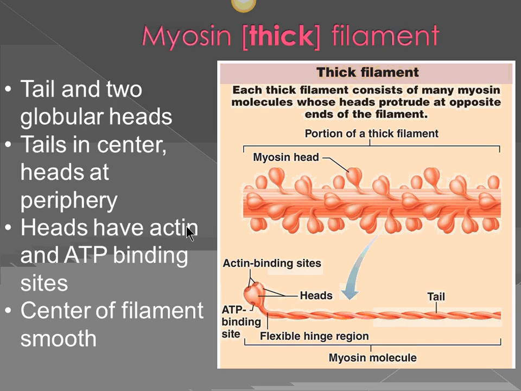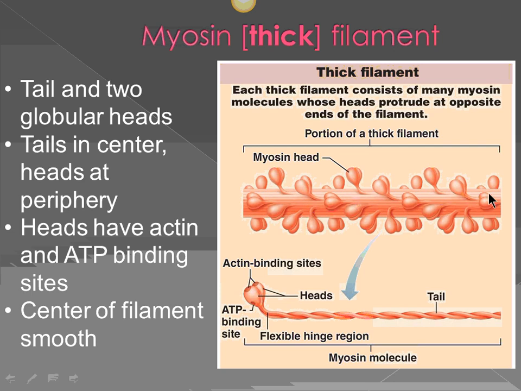So again, like I said, I can't emphasize enough, you must know these different names. So each thick filament really consists of many myosin molecules. You can see many of these myosin molecules have a tail. Each molecule is made up of a tail which is smooth, and it's got two of these heads. Now when many of these myosin molecules attach to each other, they form a myosin filament.